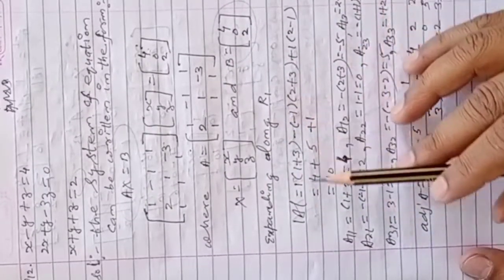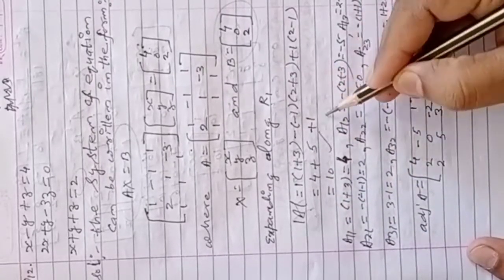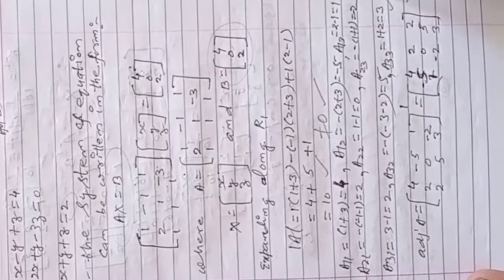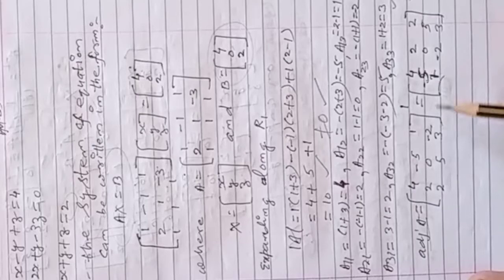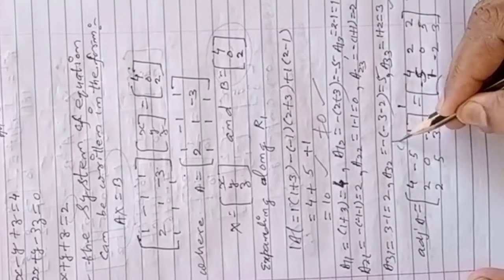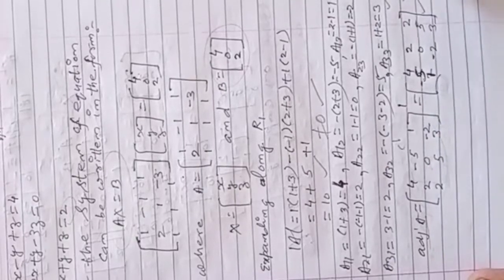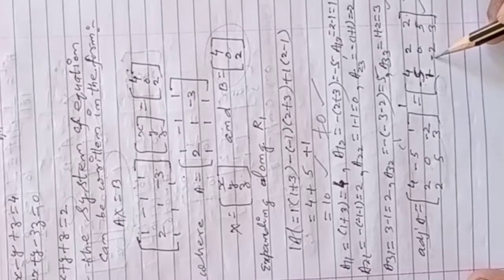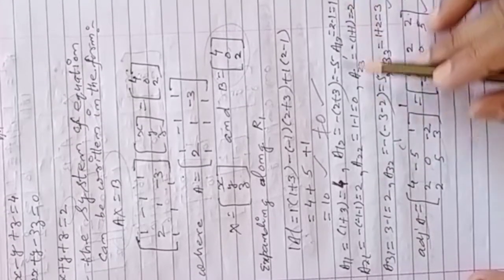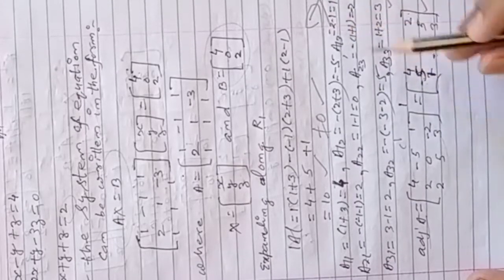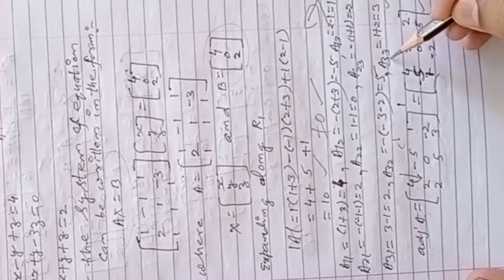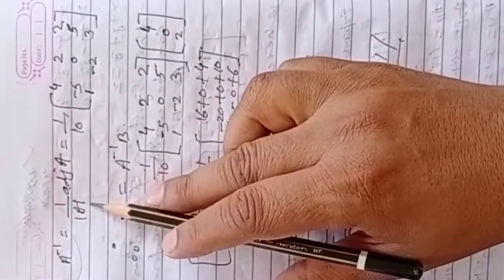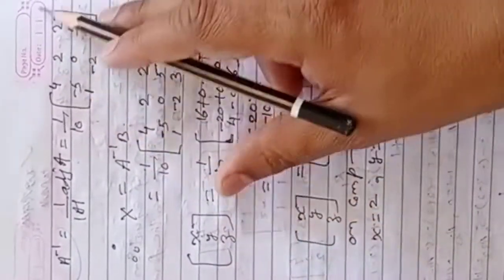Now expanding along R1, the determinant is coming 10, which is not equal to 0. So then we will find its cofactors. I found it. You can check. So adjoint A will be transpose of C. So this is C. Then its transpose will be 4 2 2, minus 5 0 5, and 1 minus 2 3. You can write these row cofactors in columns. Then its transpose will come. We will apply the formula of its A inverse. So it is 1 upon determinant of A into adjoint A. So it is coming 1 upon 10 into adjoint A.